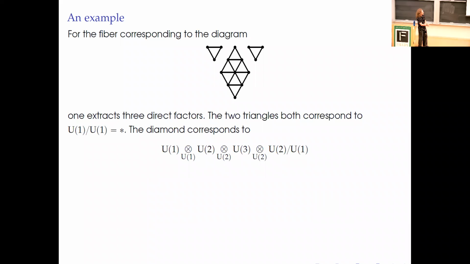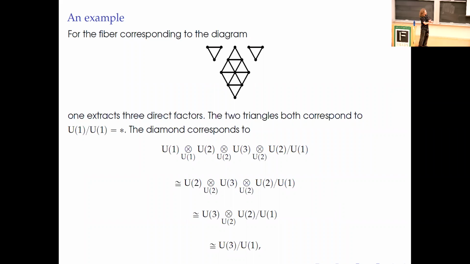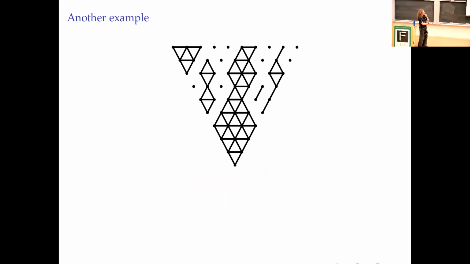All right, so for an example, the fiber corresponding to this diagram has two U1 mod U1 factors over here, and one diamond corresponding to this. But there's a lot of collapsing. You have two U1s here, two U2s here, and two U2s here. And you get that this is U3 mod U1. So that's an S3. Wait, no, it's a CP. Anyway, all right, so there's a lot of telescoping.